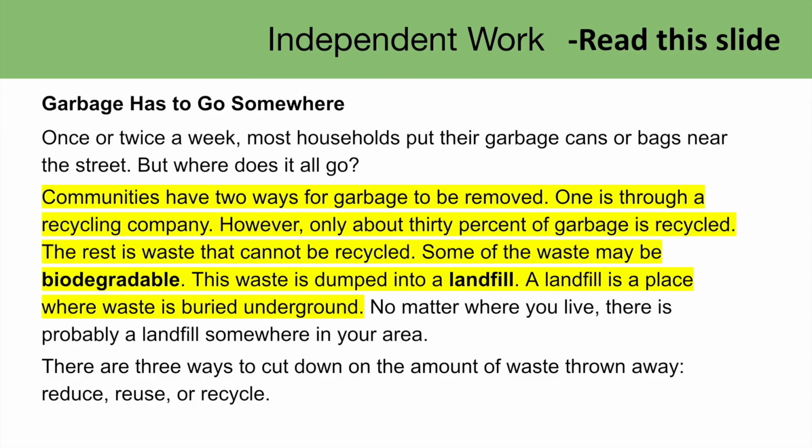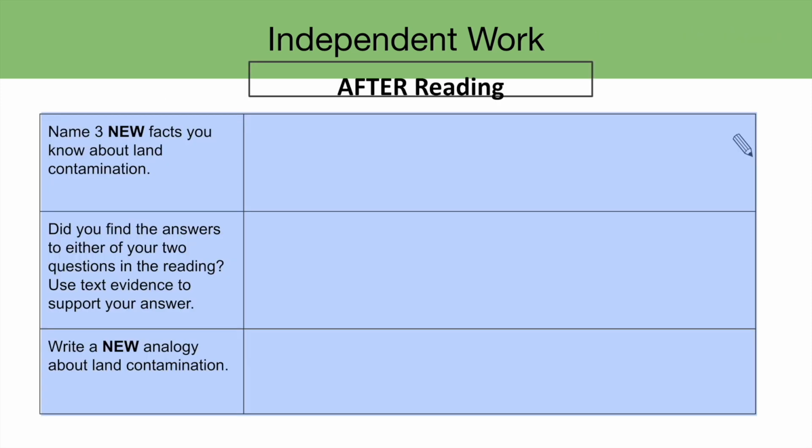Communities have two ways for garbage to be removed. One is through a recycling company. However, only about 30% of garbage is recycled. The rest is waste that cannot be recycled. Some of the waste may be biodegradable. This waste is dumped into a landfill. A landfill is a place where waste is buried underground.